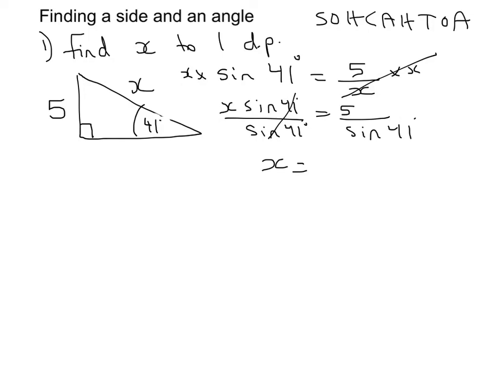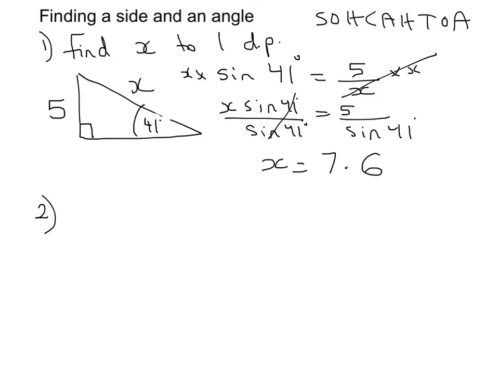So using your calculator, make sure it's not on radians, it's in degrees. Let me just see if mine is. Okay, so 5 divided by sine 41 equals 7.6 to 1 dp. Okay, and number 2, this is just revision, to see if you did the questions that I left you last week correctly.